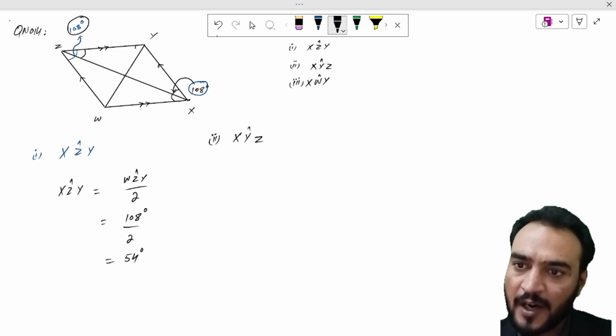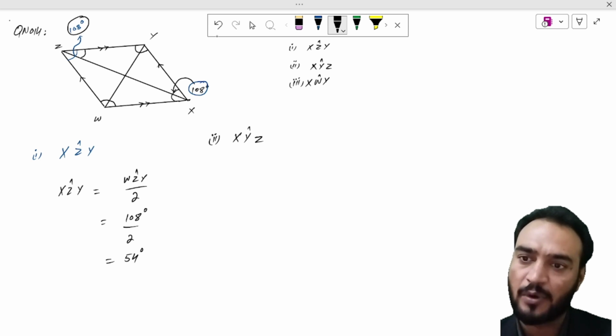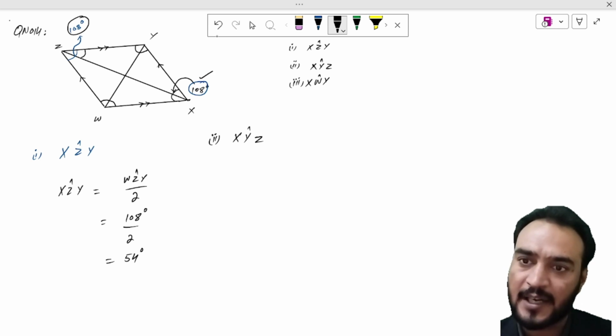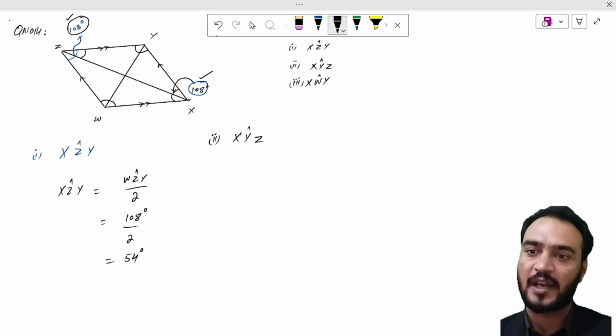We have to find this angle XYZ, and you know that angle at point Y is equal to angle at point W because the opposite angles in a rhombus are equal in magnitude, and we know these two angles: angle at point X equals 108 degrees and angle at point Z equals 108 degrees. We put the sum of these four angles equal to 360 degrees because the sum of interior angles of any quadrilateral is equal to 360 degrees.